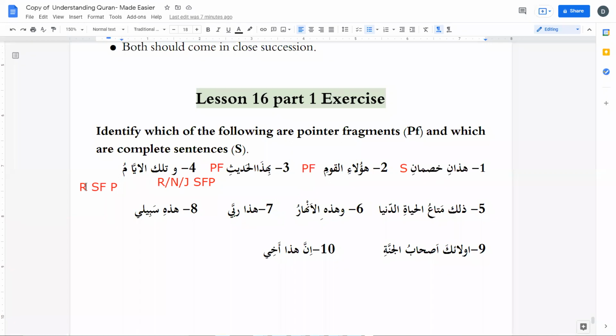Look, this is rafa, singular. Grammatically, this is singular feminine. Okay. So rafa, singular feminine proper. Rafa, singular feminine proper. Right. So yes, both are matching, and you are very right that this is a pointer fragment. Alhamdulillah. Okay. Now let's move on to the next one.